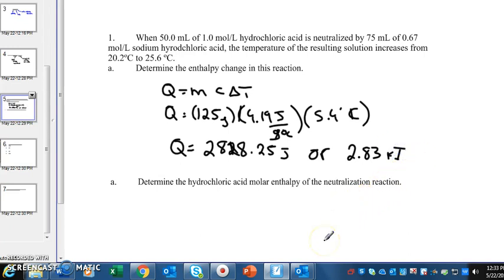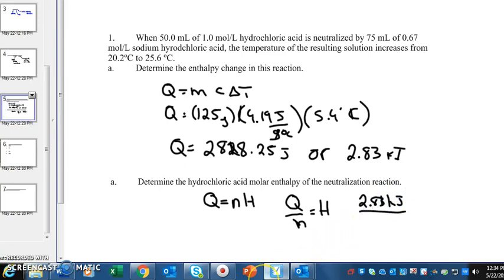of energy. Now, if we want to determine the hydrochloric acid molar enthalpy, well, we know how much change has happened. What we're really looking for is H, given the total amount of energy that has been transferred. And we're going to simply divide it by the number of moles of hydrochloric acid to get the amount of energy per mole of hydrochloric acid. Another way of looking at that is Q over n is equal to H. The amount of energy is 2.83 kilojoules.